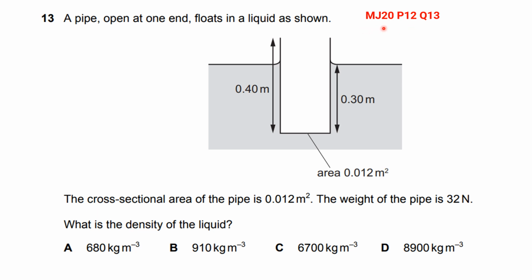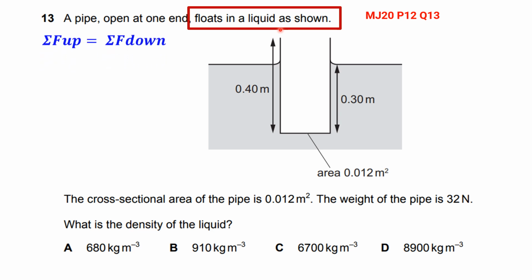This question is from May-June 2020, paper 12, question 13. A pipe open at one end floats in a liquid as shown. Again, floats, so we need to equalize forces here. The cross-sectional area of the pipe is 0.012 square meter. The weight of the pipe is 32 newtons. What is the density of the liquid?